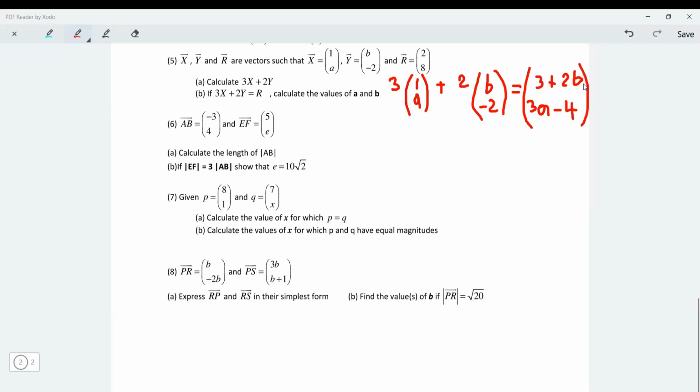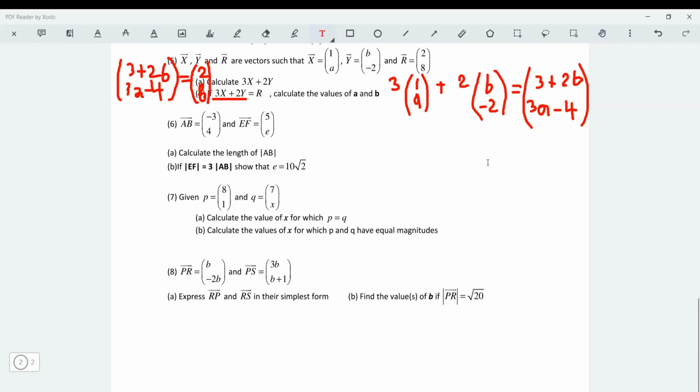Now listen to what they tell us. They tell us that this vector right here is equal to vector r. If 3x plus 2y is equal to vector r, we find that this is 3 plus 2b, and this one right here is 3a minus 4. But what is vector r? Vector r is (2, 8). So if it is equal to vector (2, 8), then we can say that 3 plus 2b is equal to 2, and that will allow us to find what b is.